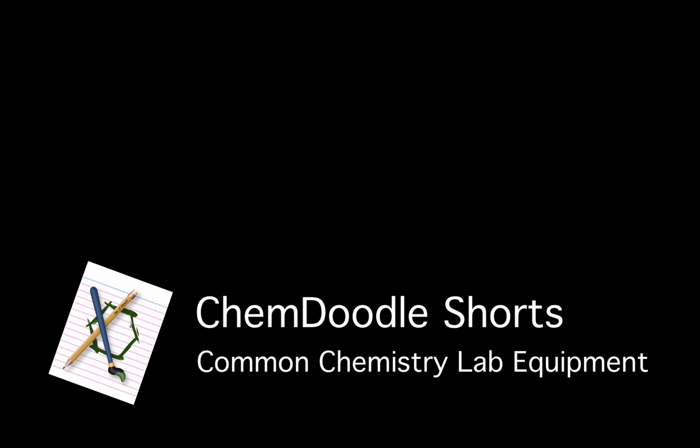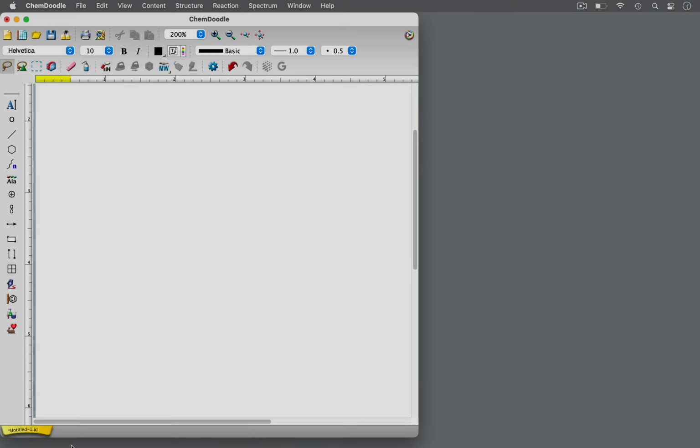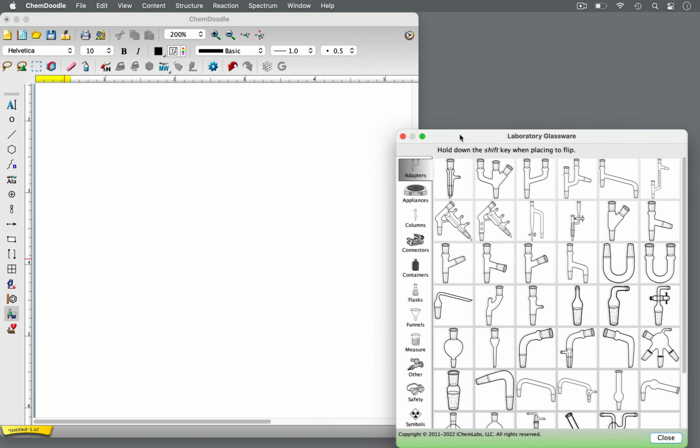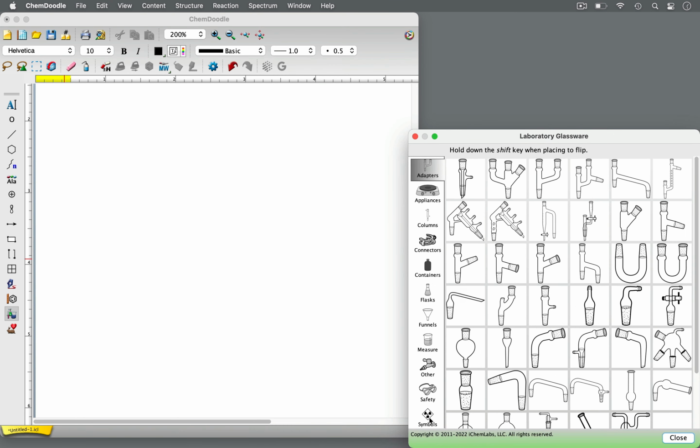Let's learn about some common chemistry lab equipment. You've learned some chemistry, and now it's time to perform some experiments. Before you do, let's learn about some of these common pieces of laboratory equipment. First, let's begin with safety.